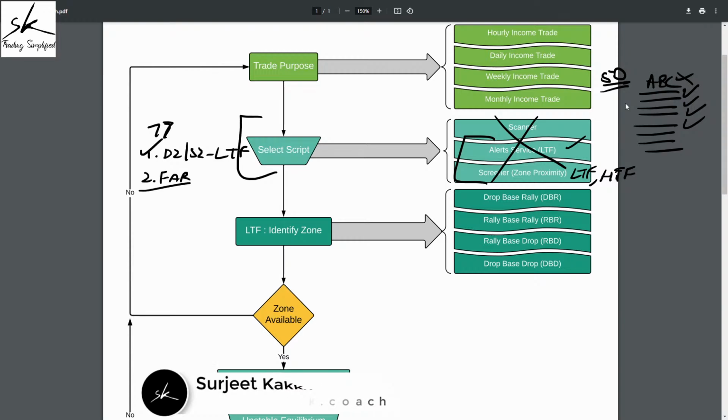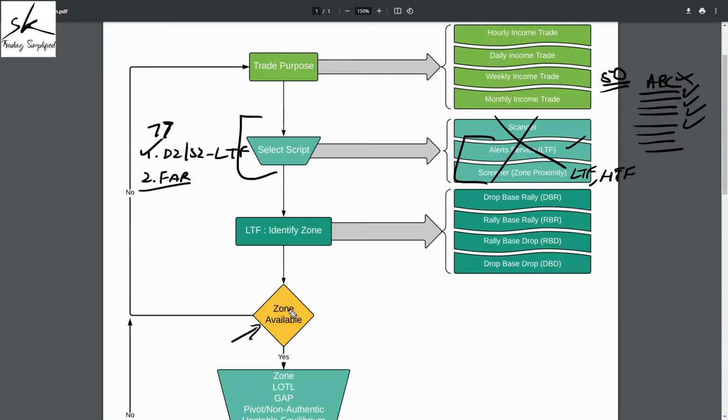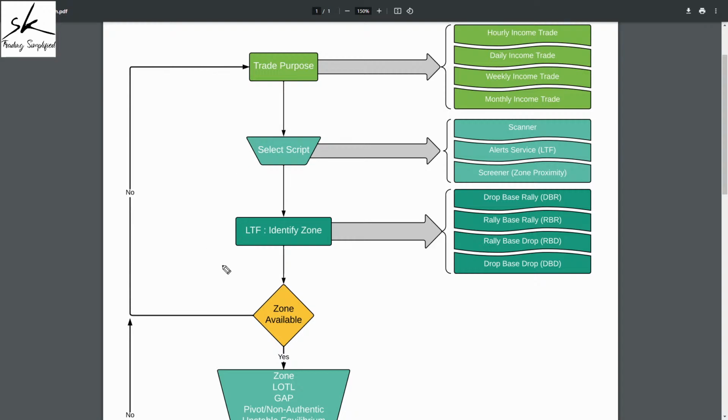So let's assume the very first one was ABC. Now what am I supposed to do? Now I need to go to the, sorry, I've just skipped a step. So now I need to go to the lower time frame. So the question here is, what is my lower time frame? We got the answer from our step number 1 when we opted that I want to plan monthly income trades. I got to know my time frames are monthly, weekly, daily, and 60 out of which daily is my lower time frame. So in this case, daily will be my lower time frame.